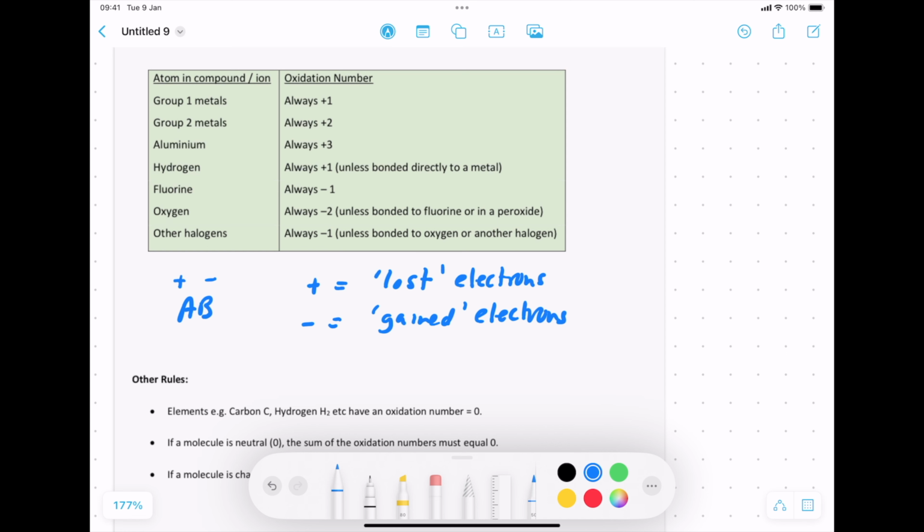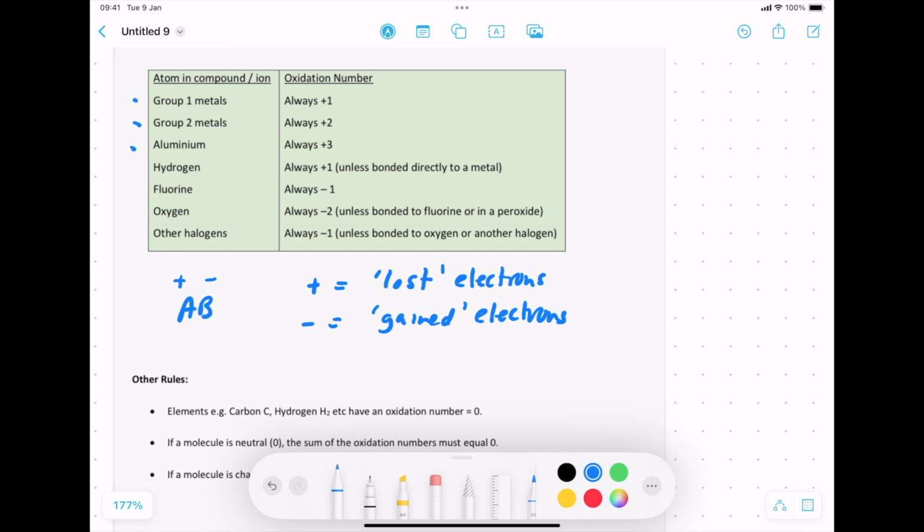If you look at the first three there, everything in group 1 is going to have a +1 oxidation state. In other words, elements in group 1 need to lose 1 electron to complete the outer shell. So take sodium. Sodium has an electronic configuration of 2,8,1. So 1 electron in the outer shell needs to be lost to complete that outer shell, and therefore it has +1. Group 2 would be +2. Aluminium would be group 3, +3.